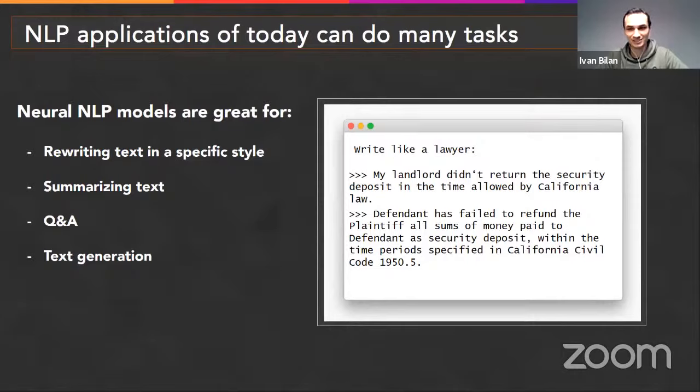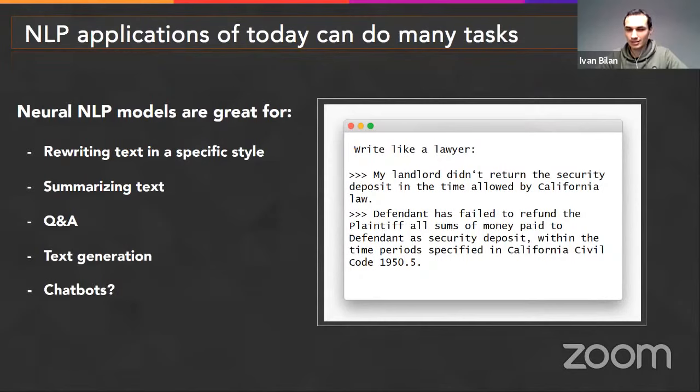Like "Defendant has failed to refund the plaintiff all sums of money paid within the time period specified in California law code 1950." And it actually even found the right law. So if you check this, this is the right California law related to security deposits, which is quite remarkable as well, right? NLP can also do summarization quite well. It can do Q&A and of course text generation, which is something that we saw already.